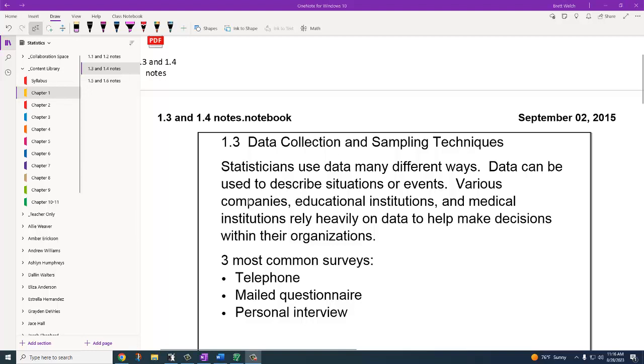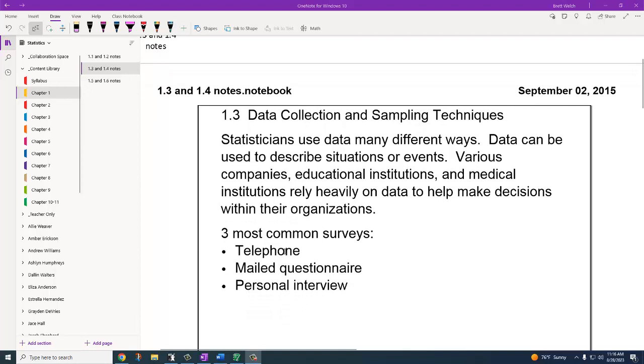Different companies, educational institutions, and medical institutions rely heavily on data to make decisions within their organizations. Three of the most common surveys, and there's different variations of these, but they all default back into this kind of scenario. You have telephone, where you call people on their telephone, or maybe send a text, but really, you want to be on the phone listening to them and them listening to you.